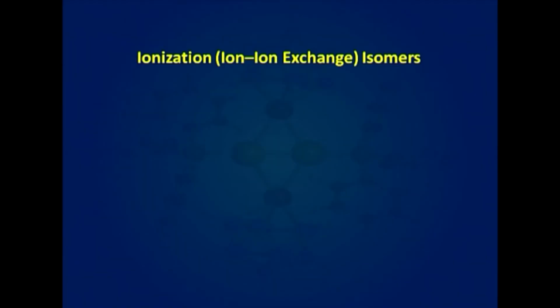Let us talk about another type of structural isomerism known as ionization isomerism or ion-ion exchange isomerism. This form of isomerism arises when the counter ion in the complex salt is itself a potential ligand and can displace a ligand which can then become the counter ion. The isomers which form different ions in solution, although they have the same composition, are called ionization isomers. There is exchange of anions between the coordination sphere and ionization sphere.